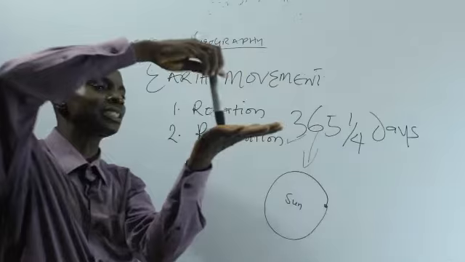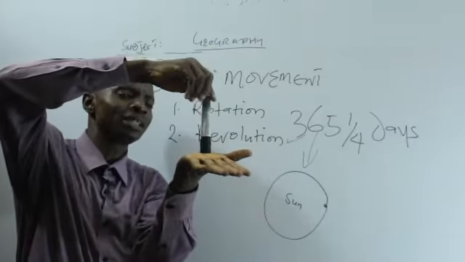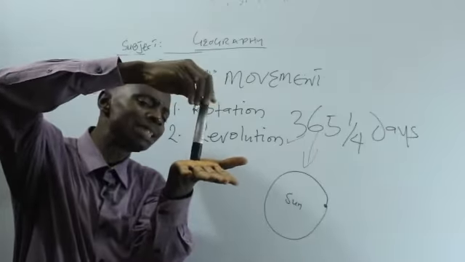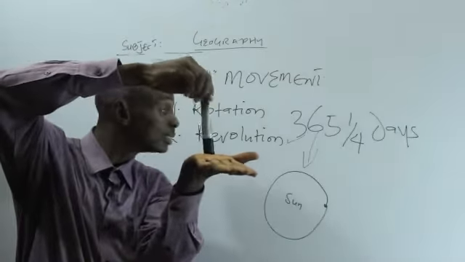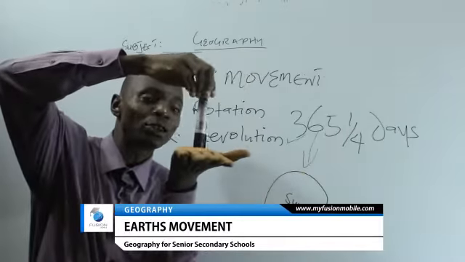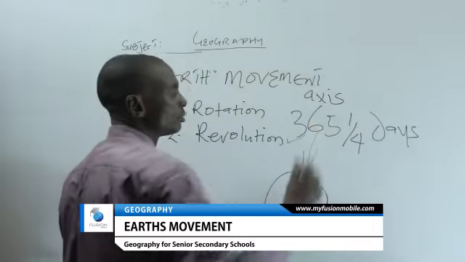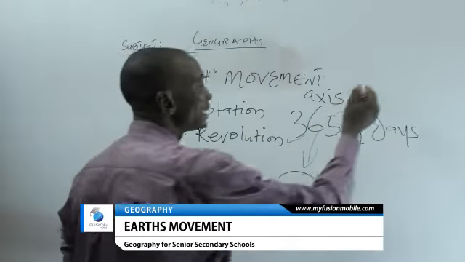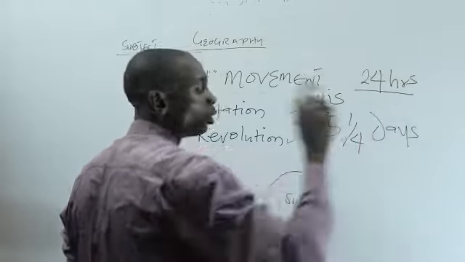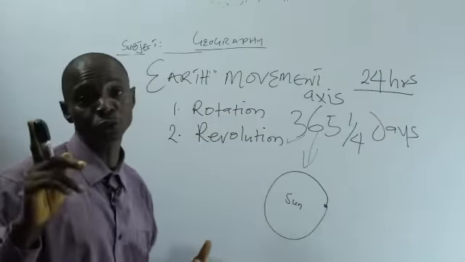Let me demonstrate it. Can you see this marker? Can you see? What the marker is doing is spinning. That is what we mean by rotation. The earth spins on its axis. On its axis. And it takes 24 hours to complete one rotation. 24 hours is equal to what? Is equal to 1 day.